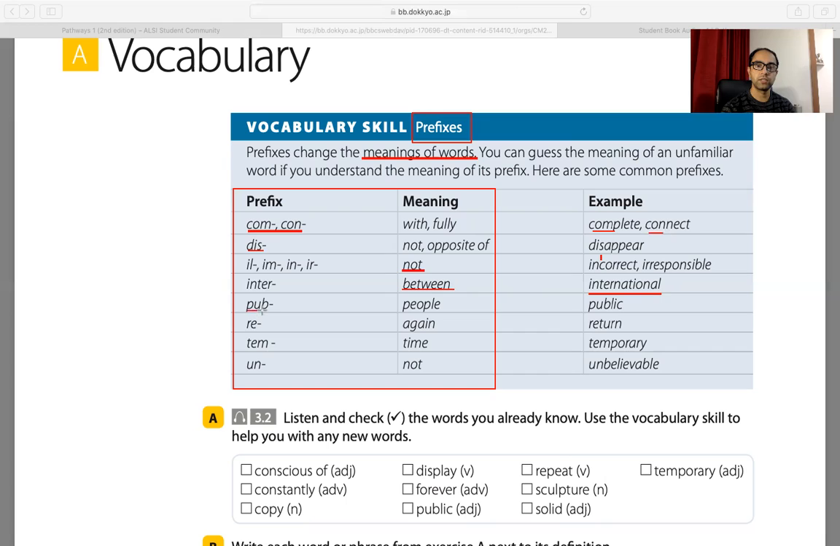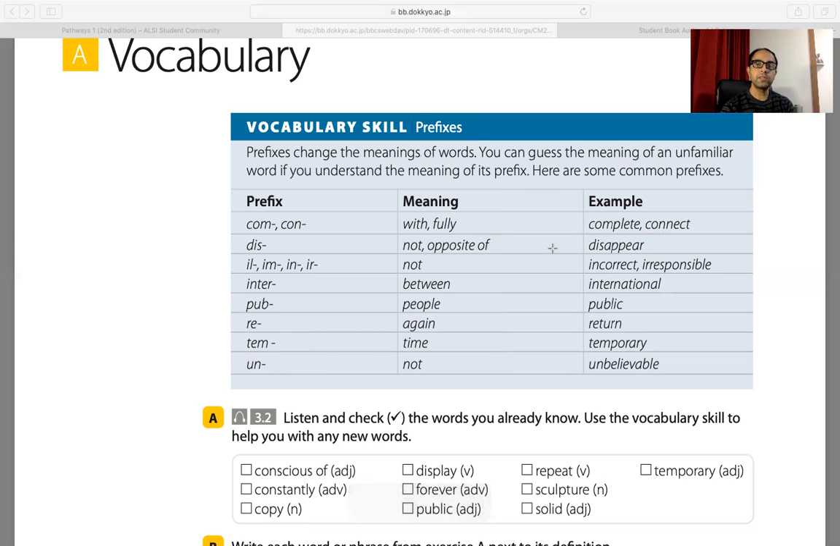Pub is related to public. People, public. Re is again, okay? For example, return, reestablish, okay? Next, tem. Tem is related to time. For example, temporary, or another word could be temporal. Un, the meaning of un is not: believable, unbelievable, or employment, unemployment.